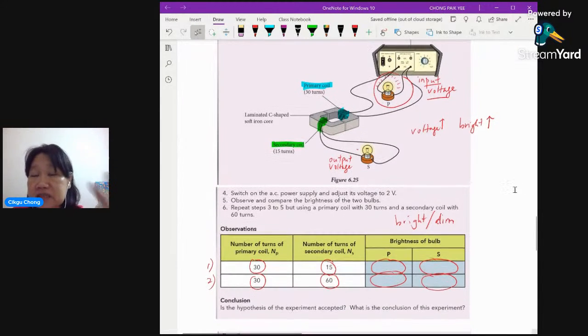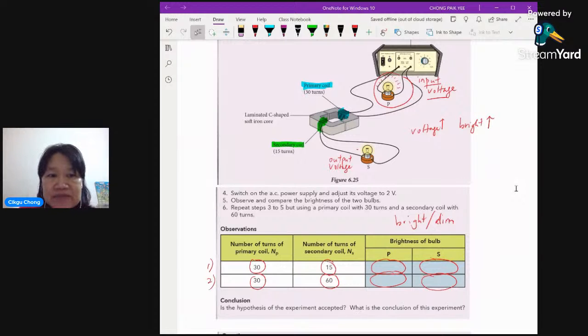Okay, I give you a certain thing to remember. If the primary coil has more coils and the secondary coil has fewer coils, that means the input voltage is higher and the output voltage will be lower. If the voltage is higher, it will be bright. If the voltage is lower, it will be dim.